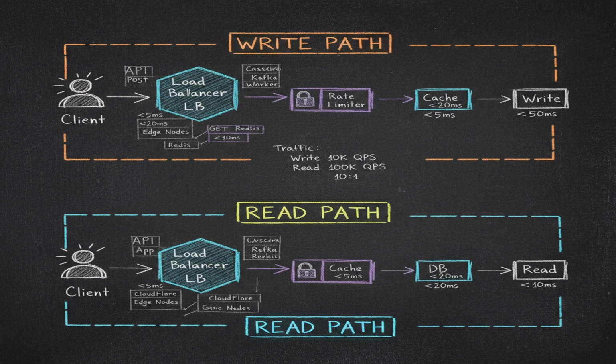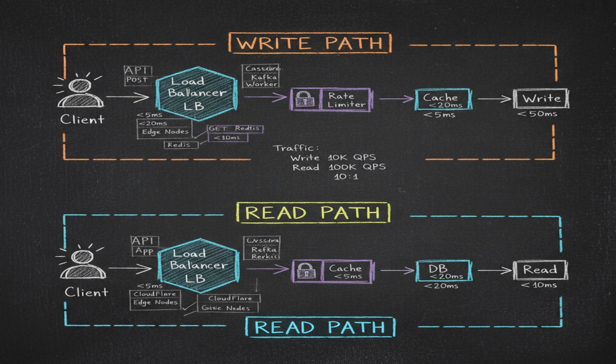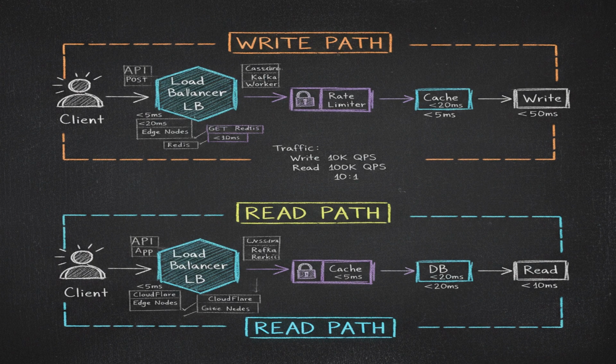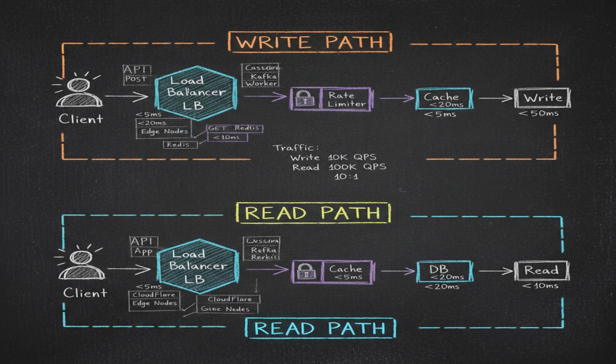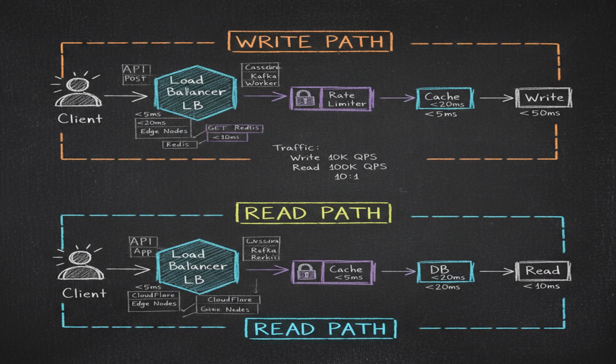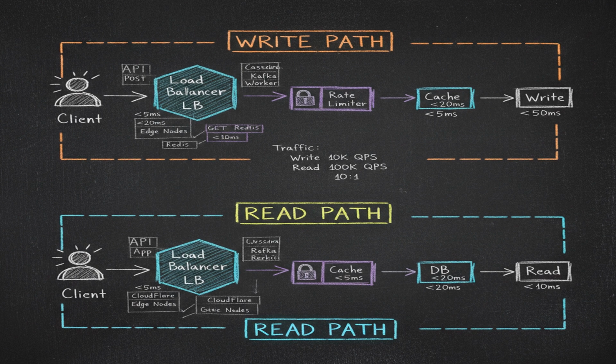We'll use a load balancer to distribute traffic, an API gateway to handle requests, and a cache to improve read performance. For the database, we'll use a NoSQL database like Cassandra because of its high write throughput and scalability. A relational database like Postgres would likely bottleneck under high write volume.